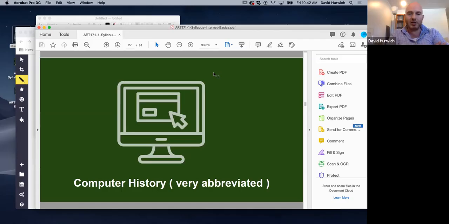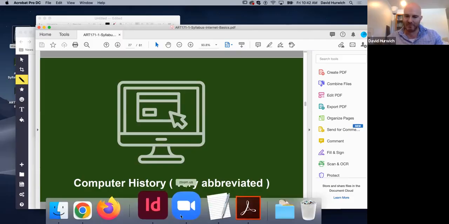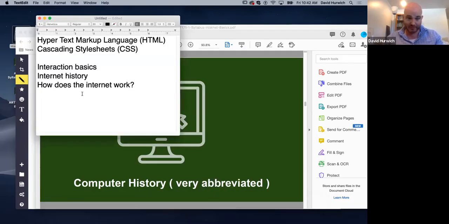So let's start with computer history. The idea of a computer has been around a very long time. I don't have an exact year, but most people trace it back to about the 1860s. A computer originally was a job title, as in one who computes, as in basically your job was to sit around and do math.